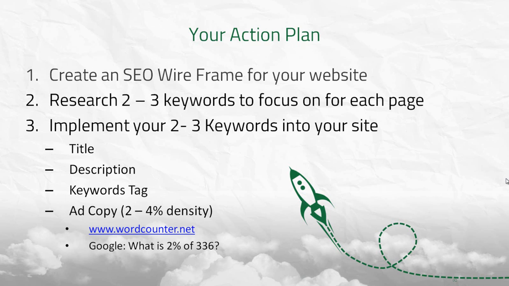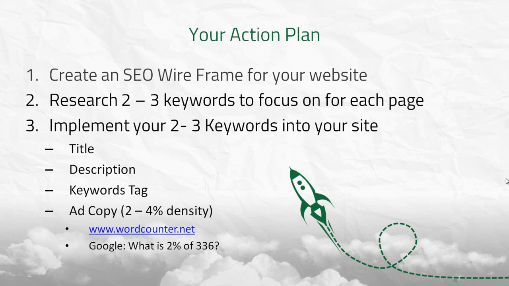Now for those that need help or want some resources, if you go to www.wordcounter.net, you can copy your content in there, and it will tell you how many words you have. So that way you can figure out how to do the density. So let's say, for example, I had 336 words. I can actually type into Google, what is 2% of 336? And it will usually give me a decimal, but it will say, this is how many times should be included.